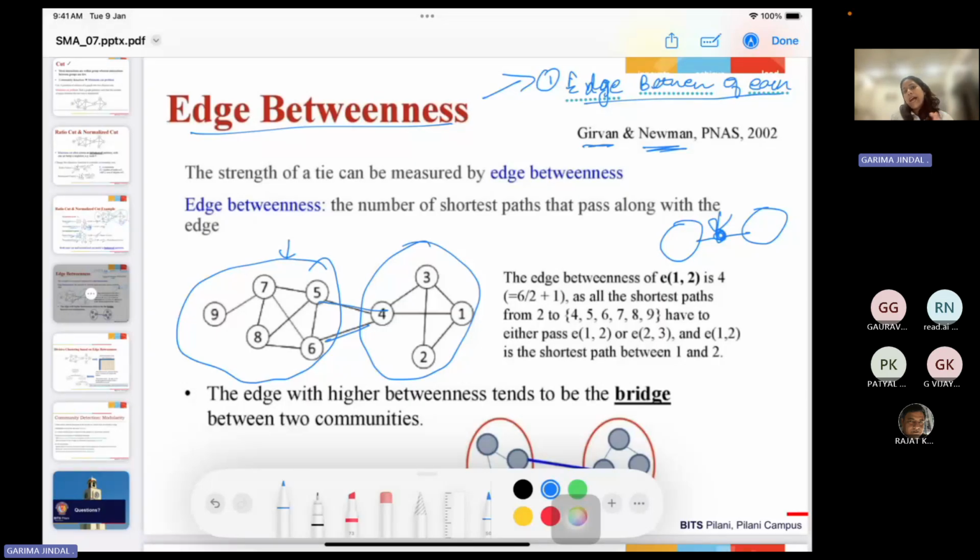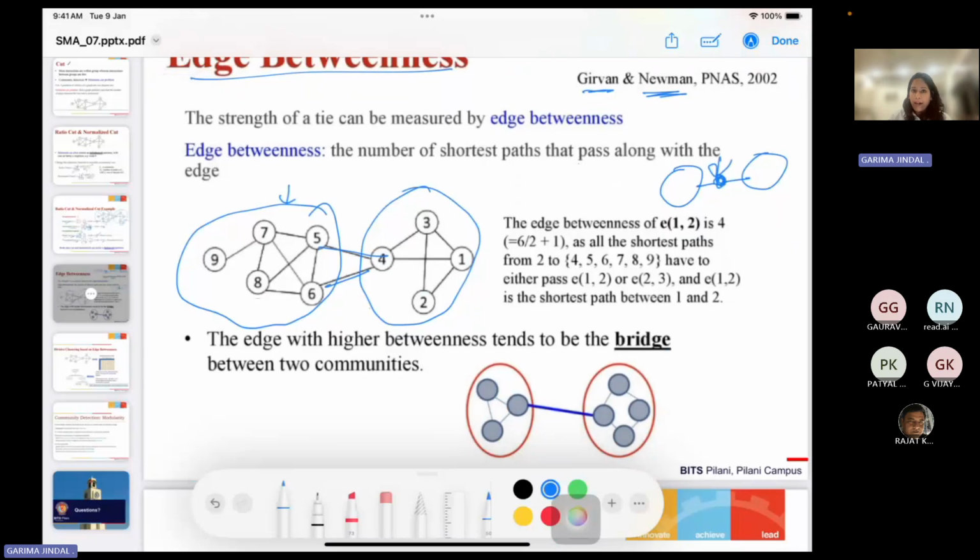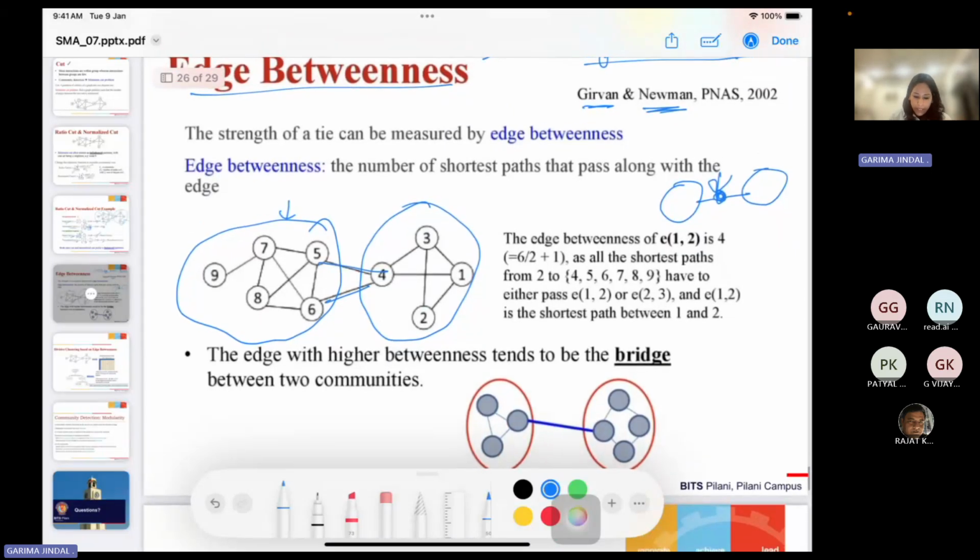So whichever edge has the highest edge betweenness, they will remove that edge. Then again iteratively they will try to identify the edge that has the highest betweenness. So the one with the highest betweenness will get removed. Okay, so now in this example, with this, you can form the partitions. Okay, so I will be showing you another diagram which will explain this edge betweenness algorithm more clearly. So before that, let us see how the edge betweenness is calculated.